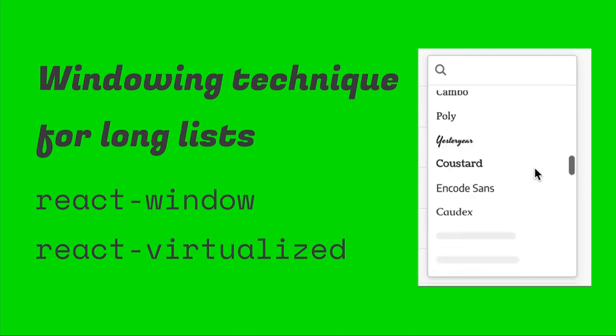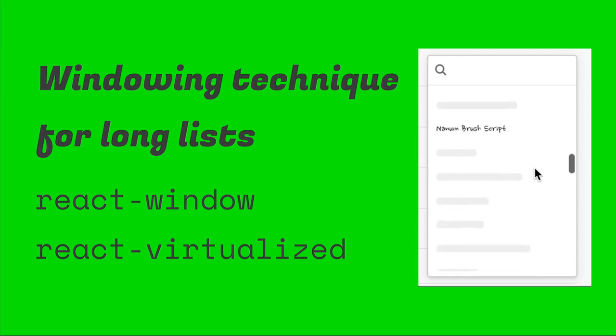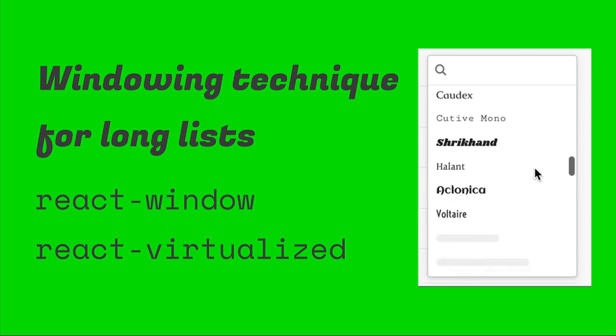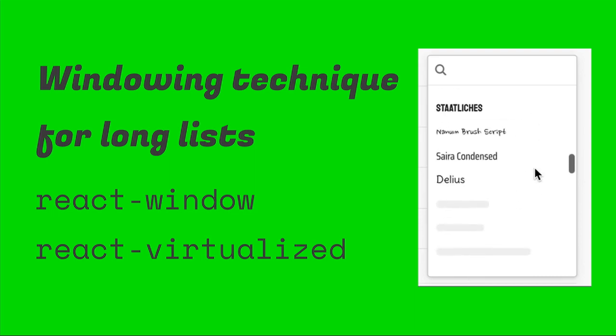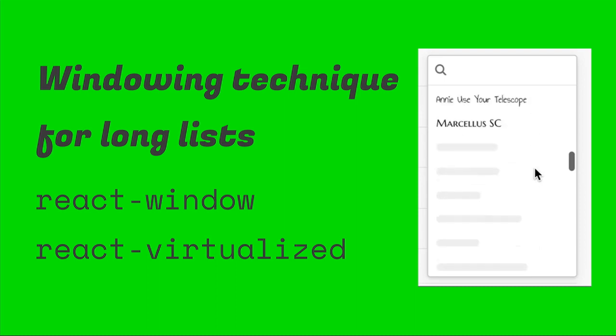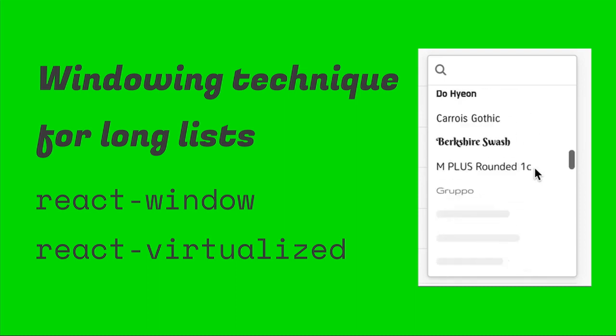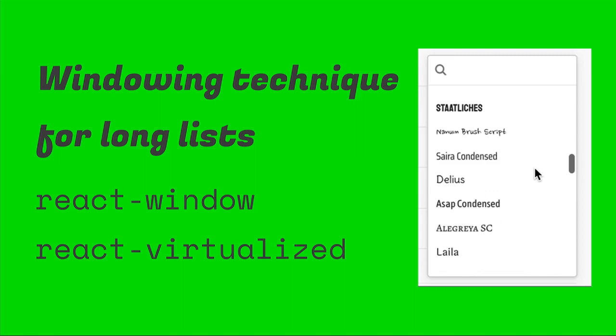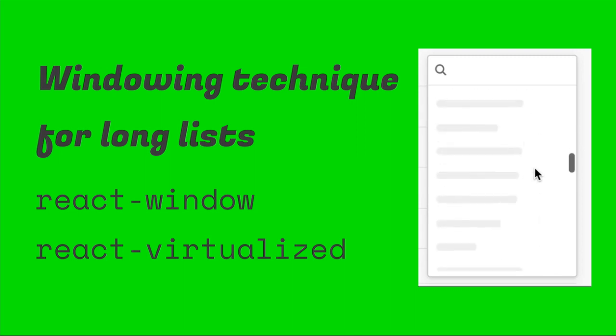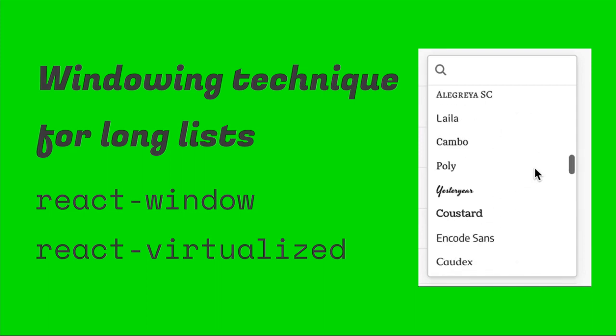One other thing is windowing technique for long lists. It's also called virtualization sometimes. The idea is, if you've got a really long list of data, then maybe you only want to load what you need to render immediately. So it'll only show that window of the list that is visible to the user. And there's two main libraries you can use for this. React Virtualized, that's an older one, it's a bit larger. And then a more recent, lighter one is React Window.